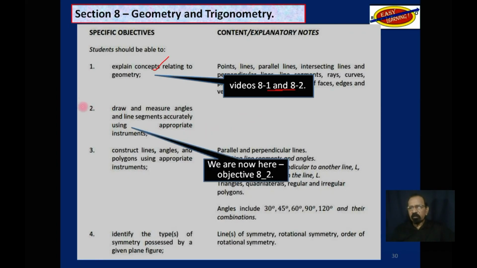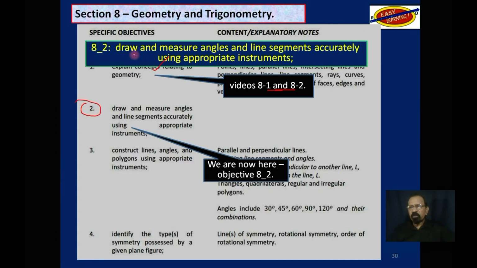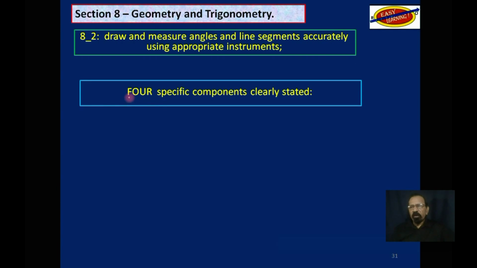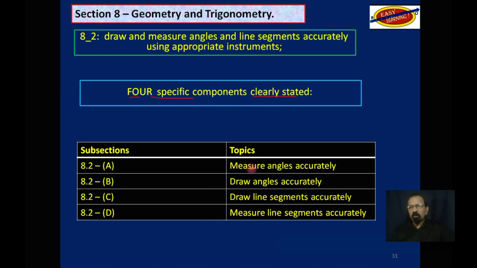Now we are at objective 2, and it says draw and measure angles and line segments accurately using appropriate instruments. So there are 4 specific components that are clearly stated. Here they are: measure angles accurately, draw angles accurately, draw line segments accurately, and measure line segments accurately. We will follow them in that sequence. And it says using appropriate instruments.